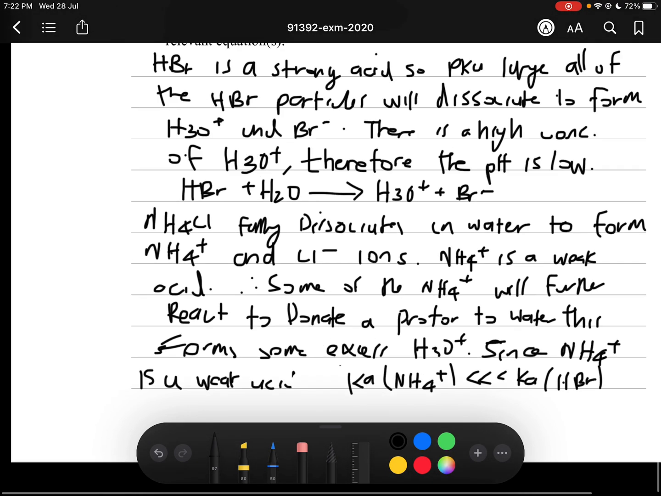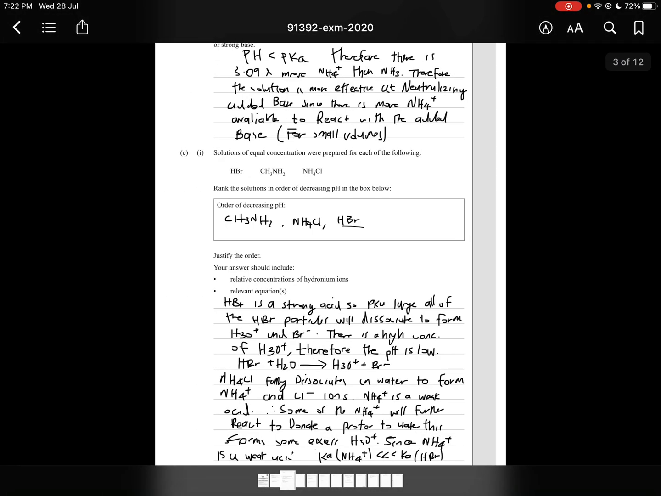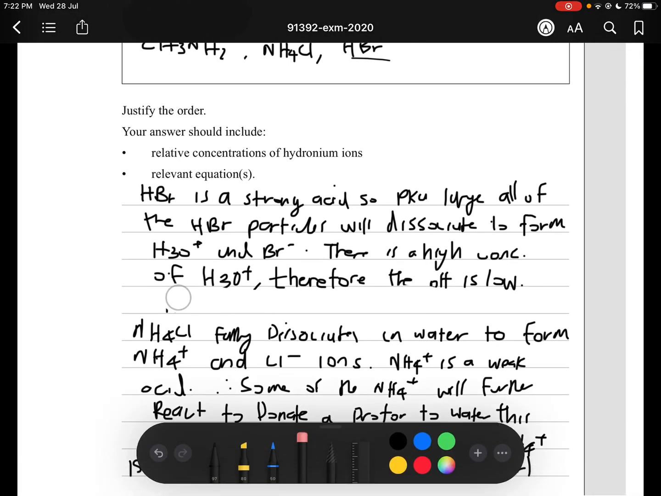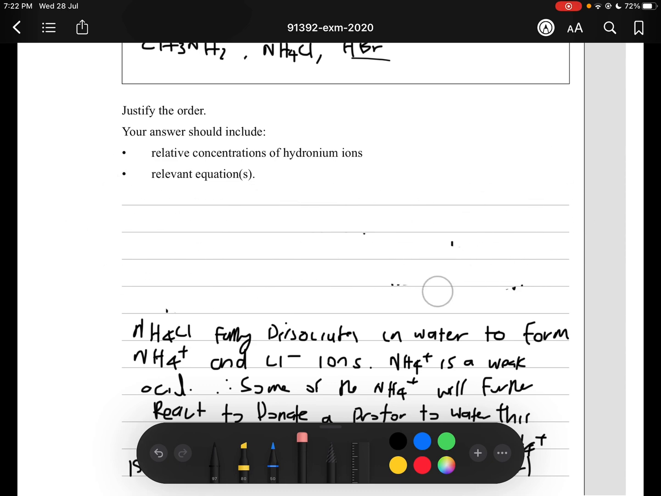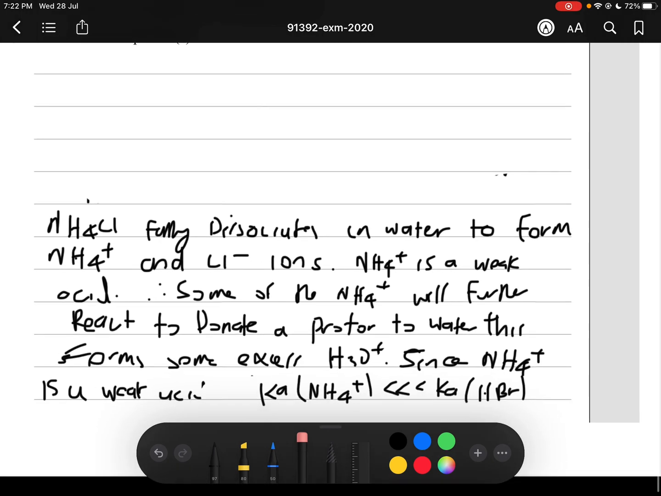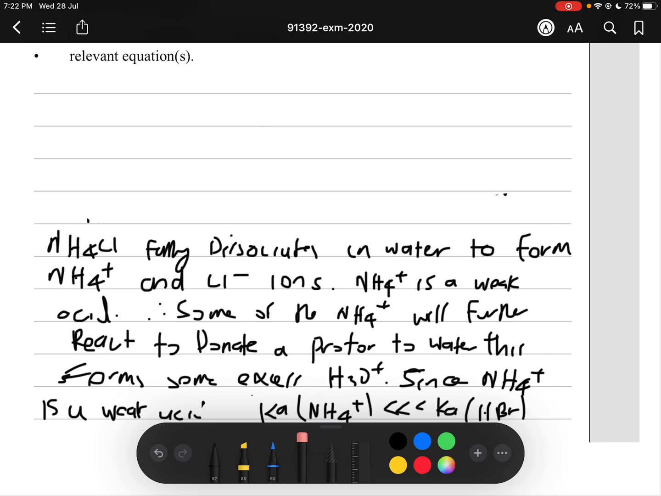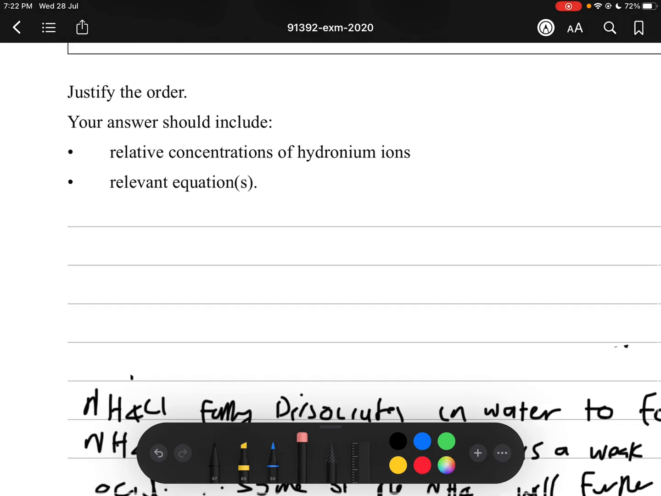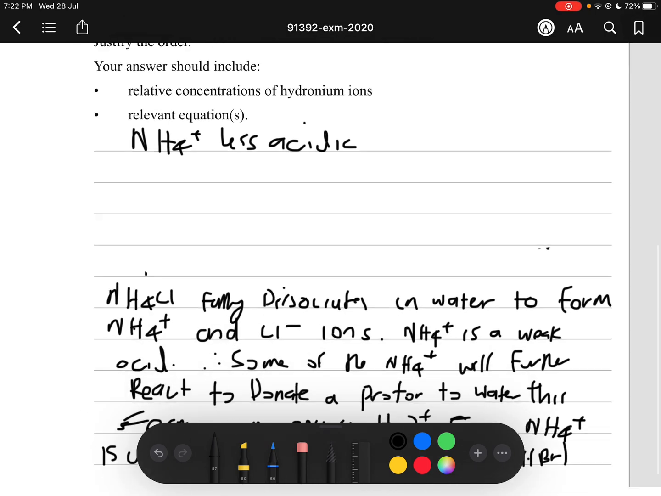But we need more space, don't we? Okay, so let me just rub out what we wrote on top here. So Ka of NH4 plus is far less than that of HBr. Therefore, the solution created with NH4 plus is less acidic. Okay, so that finishes our discussion.